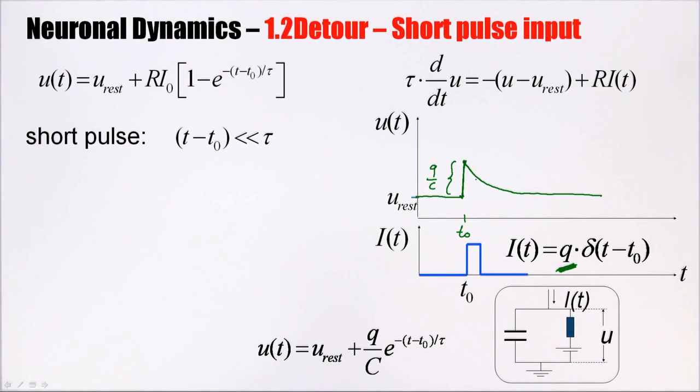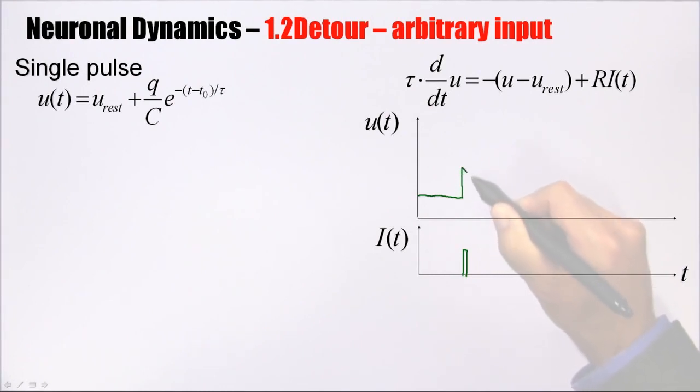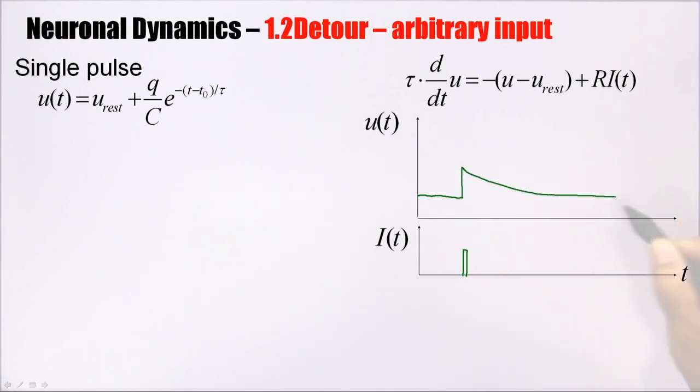The mathematical abstraction gives us a lot of ease of talking about solutions of linear differential equations and other differential equations as well. So now we know that a single pulse leads to a jump of the membrane potential. So if I have a single current pulse here, then the response of the membrane potential will be a jump and it will go exponentially back to the resting value.